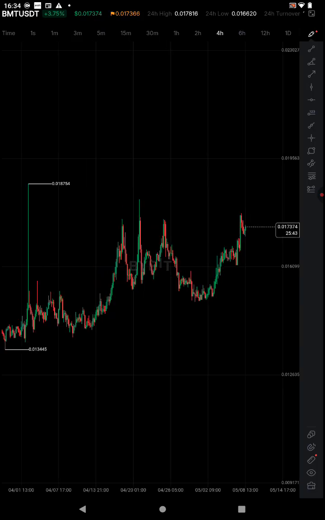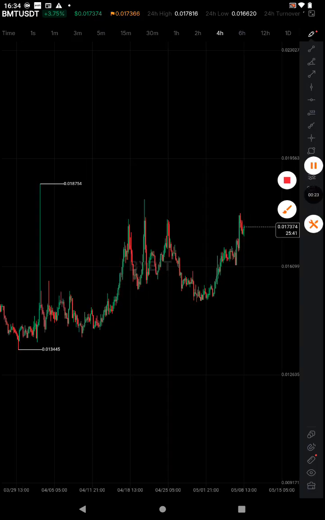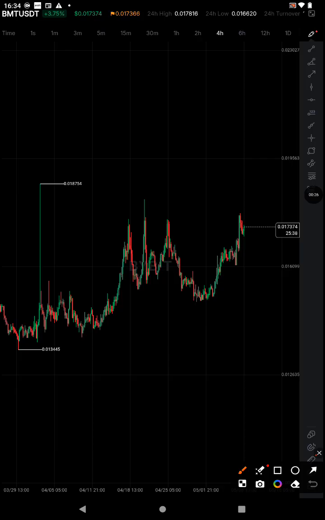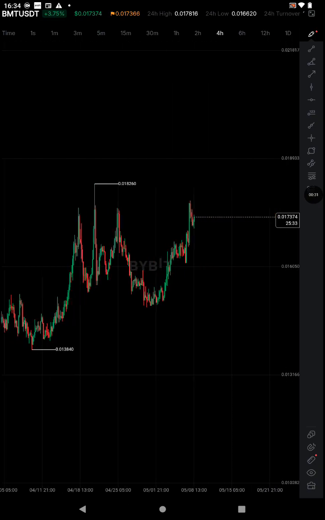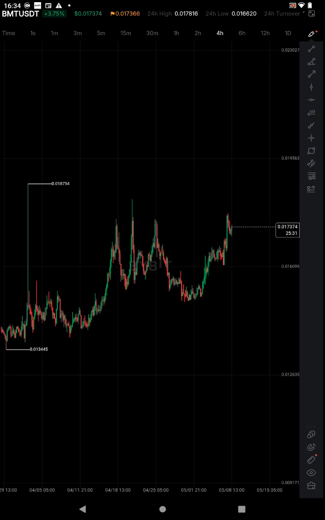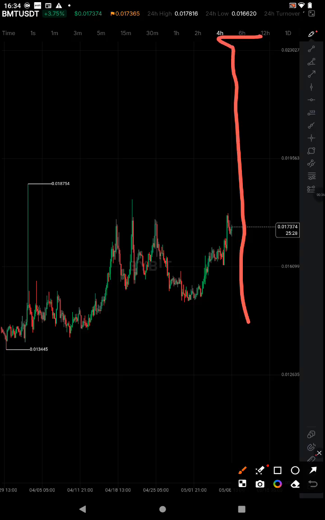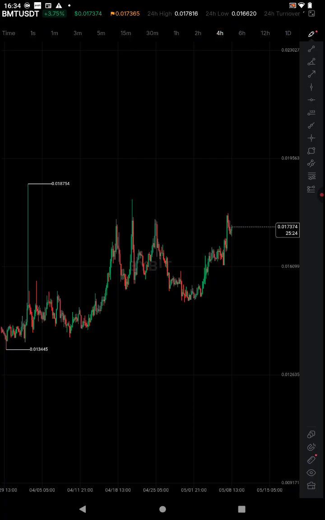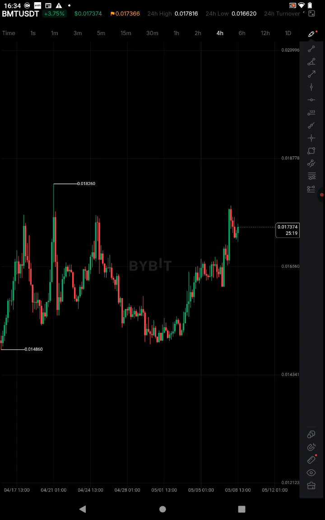Now, here on the Bybit platform, you can see we have the time frames on which price moves. These are all time frames, and each time frame represents the time it takes for one candlestick to be formed. You can see we have 1 minute, 3 minutes, 5 minutes, 15 minutes, up to the daily and the weekly time frame.